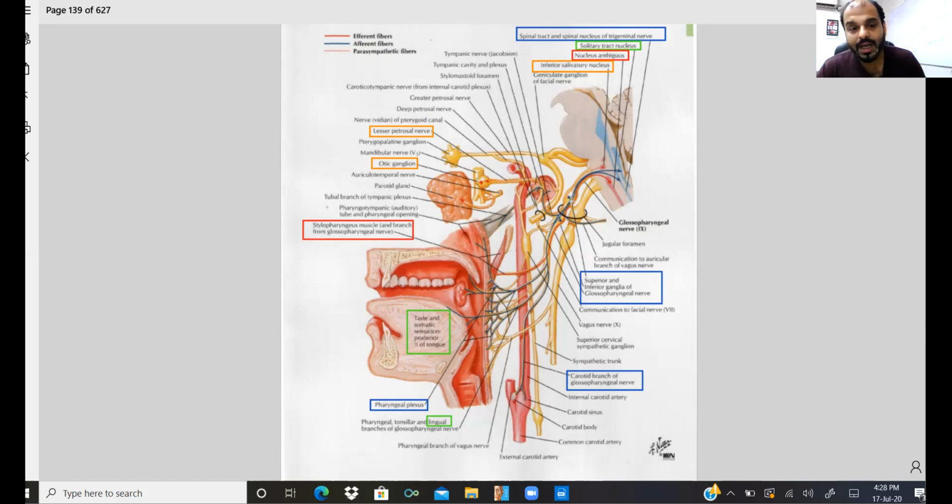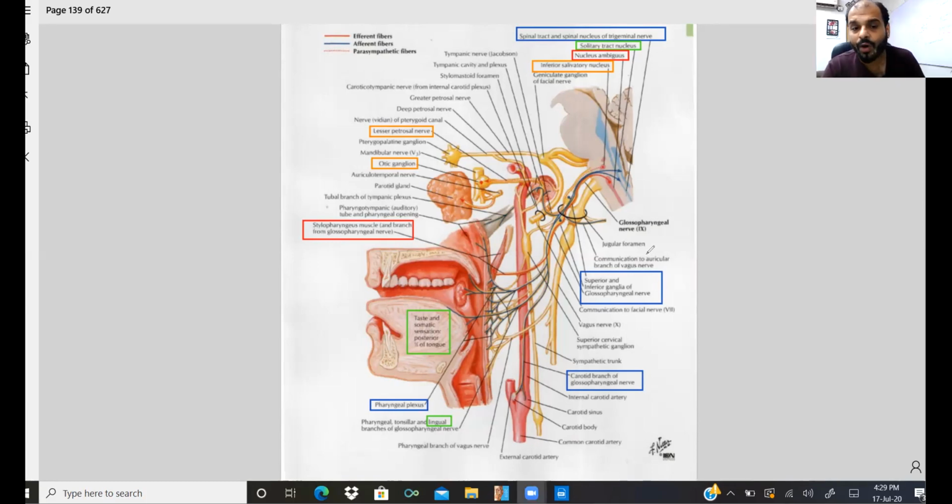Apart from that, all are sensory, that's all. One is motor, one is special sensory, one is parasympathetic. Remaining all are general sensory. Now look here, let us go back on that figure.